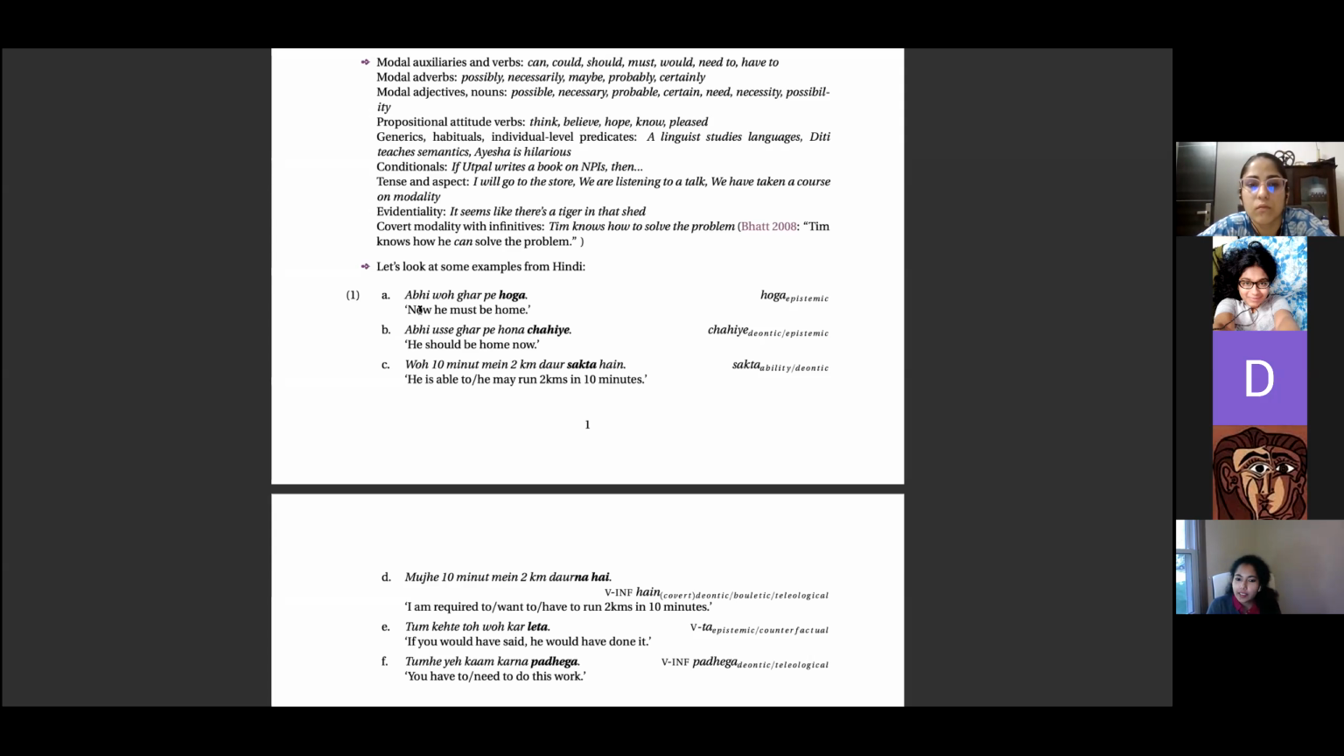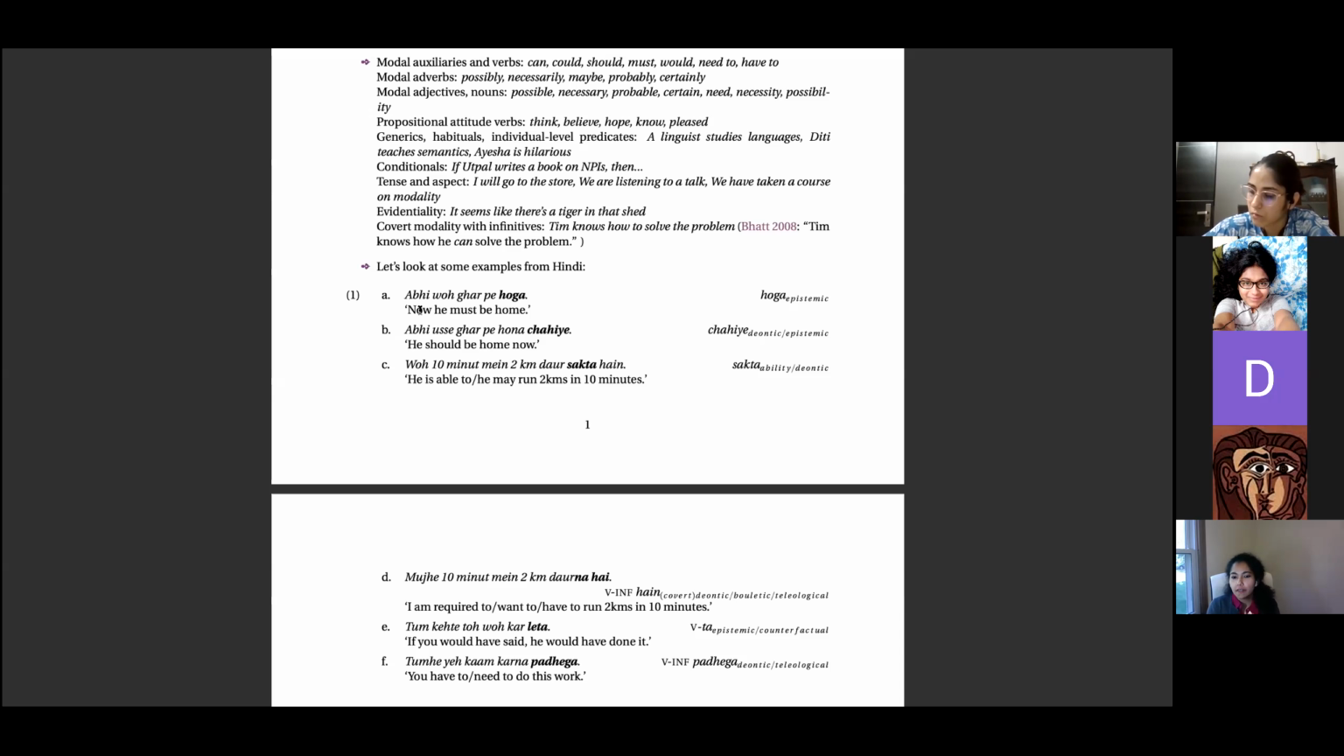Then you have the fascinating sakta in Hindi. So here is a simple-ish example. Wo 10 minute mein 2 kilometer daud sakta hai. Okay. So this has two readings at least. We will look at sakta in a little bit more detail. The translation can be he's able to run 2 kilometers in 10 minutes, which is your ability reading.